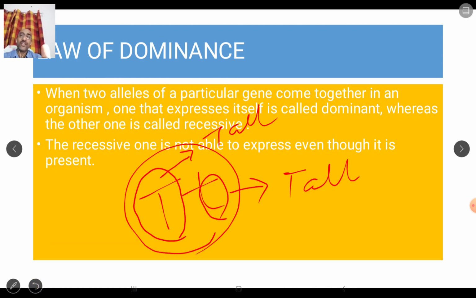We have already studied about the dominant and recessive. So a dominant gene can express itself in both homozygous condition as well as in heterozygous condition, but a recessive gene, small t, can express itself only in homozygous condition. It cannot express in heterozygous condition, because in heterozygous condition only the dominant gene will express. Got it? This is what the law of dominance is.